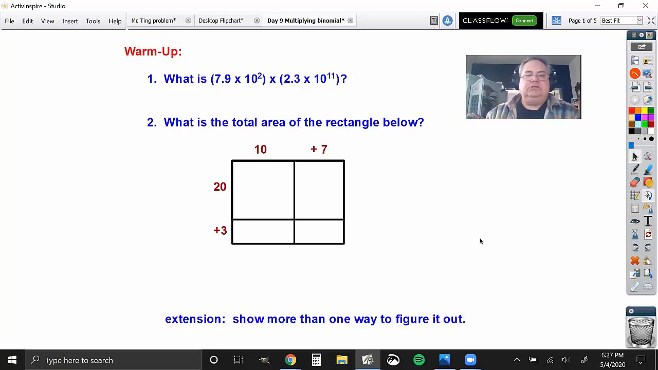Before you get started, I want you to pause your video and do a little warm-up. I'd like to see if you can still do the multiplication of scientific notation numbers. And then I want you to find the area of this rectangle. It's kind of important to our understanding of today and the next day. So I'd like to have you do that right now. So pause your video, do these two problems.